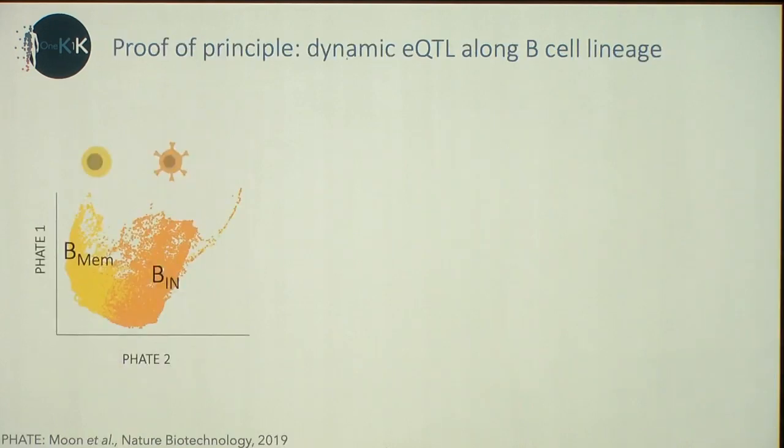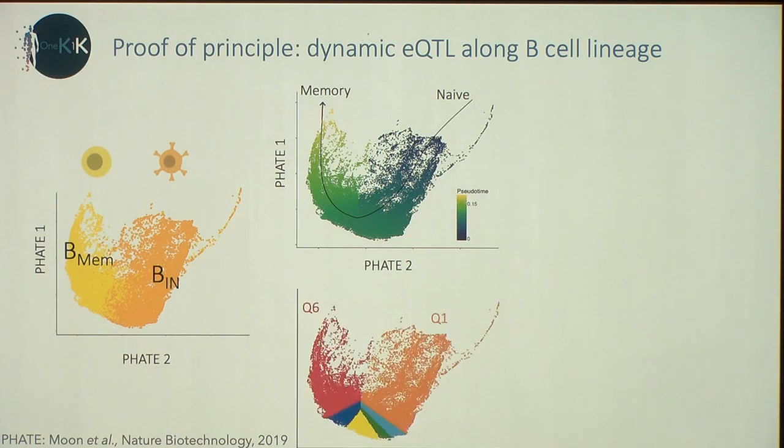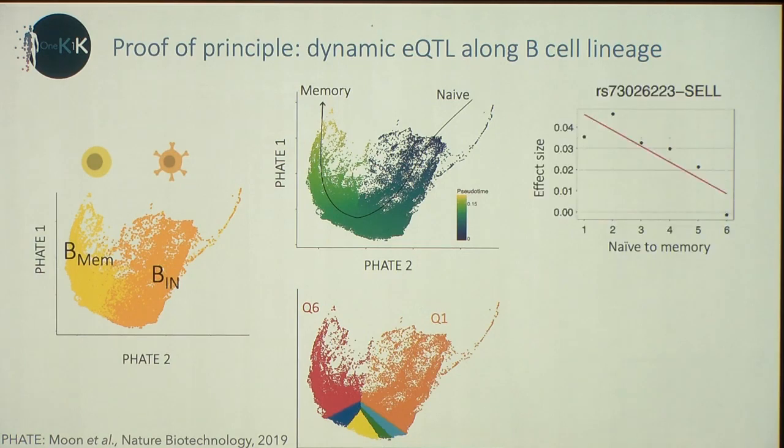And if you subset on only the B cells, you see that we had annotated them as naive and memory, but really we have more of a continuum, as you can see, where cells go from most naive on the right to most memory on the left. And indeed, you can consider a pseudotime. So in the original paper, to define dynamic eQTLs along this B cell lineage, they had defined a pseudotime. And then they had to discretize along this pseudotime into 6 quantiles, and then map eQTL in each of them.